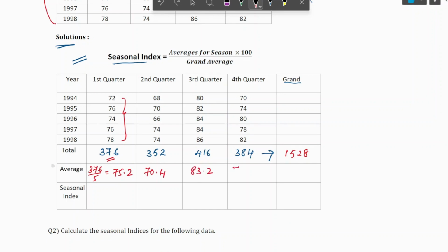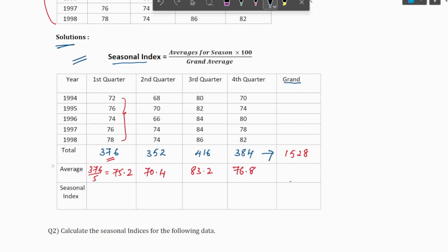Next, 83.2 and 76.8. How do I get it? This 76.8, that means here I found the average of 384 divided by 5, that is 76.8. 83.2, 70.4 and 75.2 are the averages of each season. That means first quarter, second quarter up to fourth quarter.